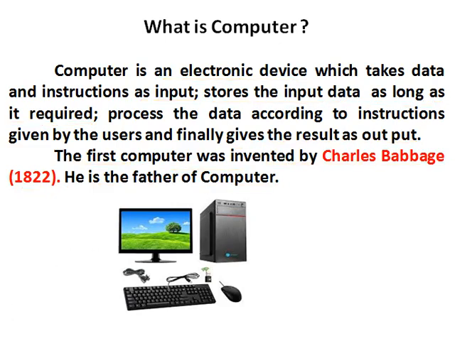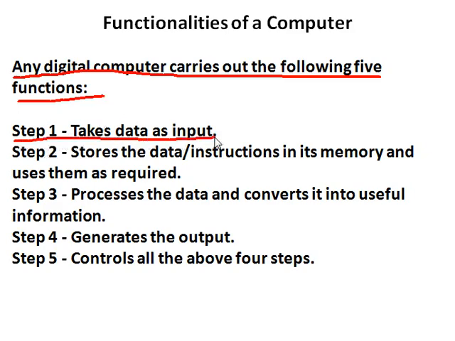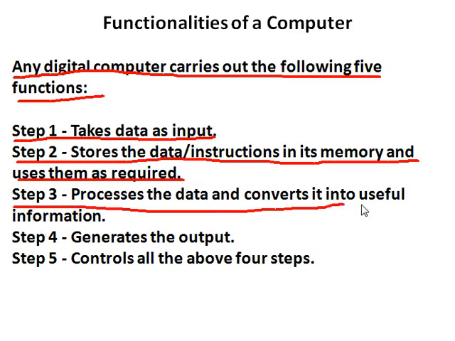Our next topic, functionalities of computer. What are the main functionalities of computer? See here, any digital computer carries out the following 5 functions. On the definition, we discussed all functions. First function, step 1, takes data as input. The system takes raw data as input. Next, step 2, stores the data and the instructions in its memory and uses them as required. Next, step 3, processes the data and converts it into useful information.